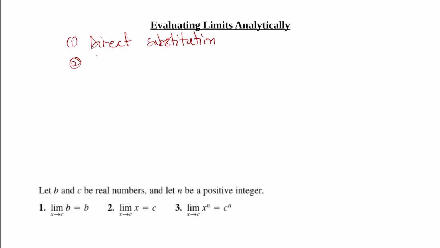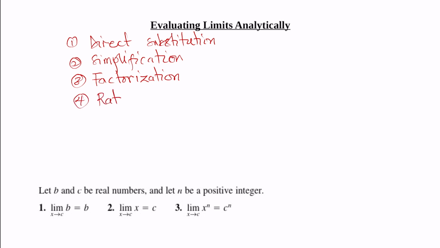The second method is by simplification, where you simplify the expression before you apply the direct substitution. The third method is by factorization, where you factorize the expression before you apply the direct substitution. The fourth method is by rationalization, where you rationalize before you apply the method of substitution.